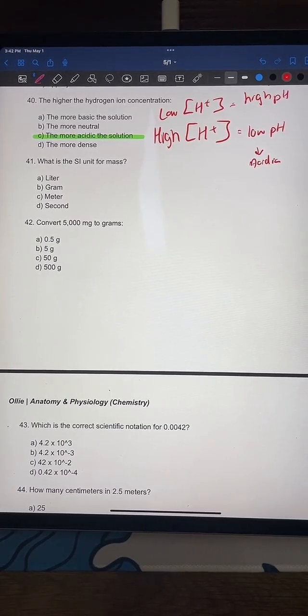Is the TEAS the same as the NLN exam? No, they're different. But they are both entrance exams to nursing school. Does TEAS Chem have less math? Yes, it does have less math.